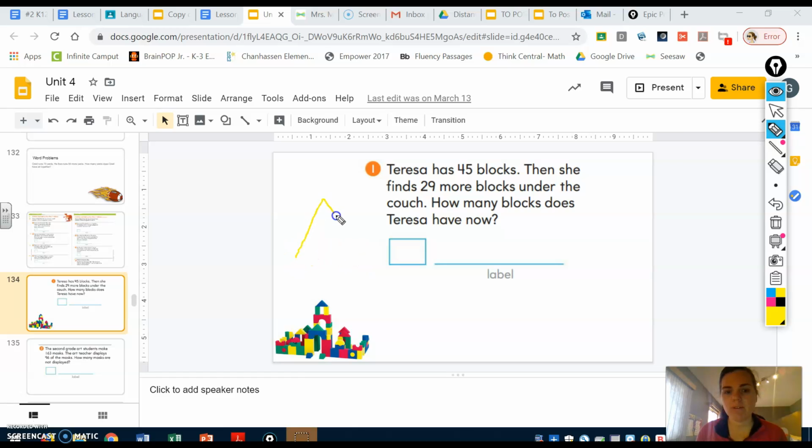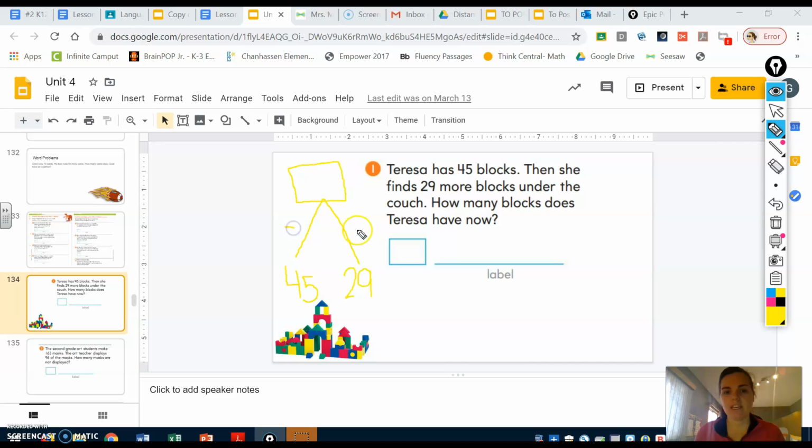So if I draw my math mountain, I'm going to read it again after I draw my math mountain just to make sure I have all the information and put it, whether it's my total at the top or my add-ins at the bottom. So it says Teresa has 45 blocks, then she finds 29 more blocks under the couch. How many total blocks does Teresa have now? So we know she starts with 45. I'm going to write 45. She finds 29 more. She's not taking away any, so I'm going to write 29 down here. And then I know my unknown is at the top.